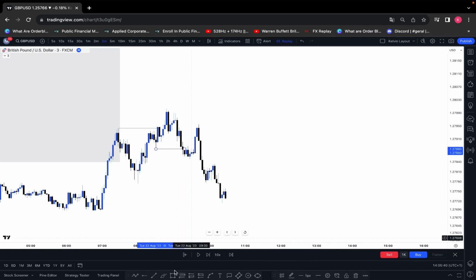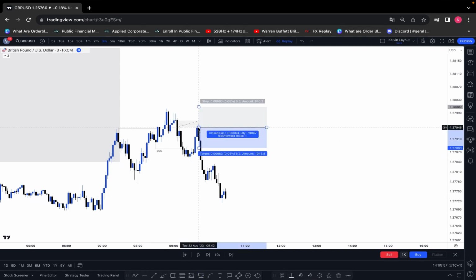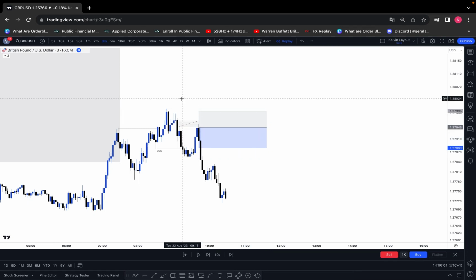So we have a BOS, and your trade can be from this fair value gap, from this low all the way to the fair value gap. And we want to make sure we cover this order block, which was the last buy before the sell that went on to break this previous structure low. So we can enter right here, our entry. We can put a stop loss above the order block, 5 pips stop loss, very good.